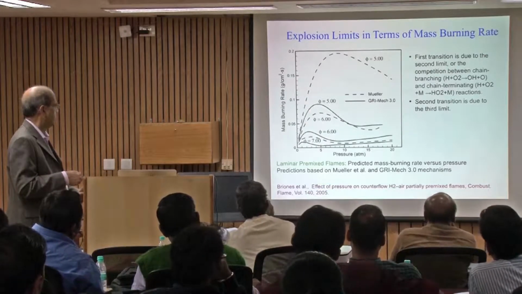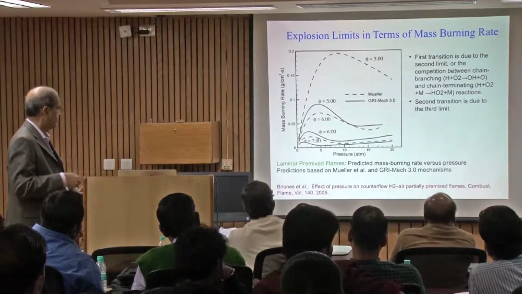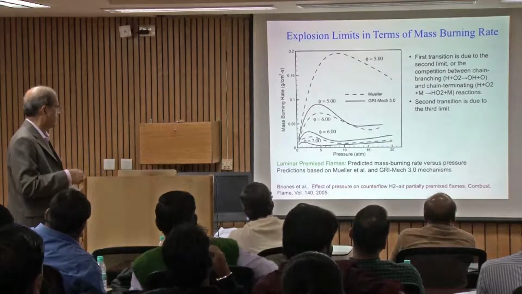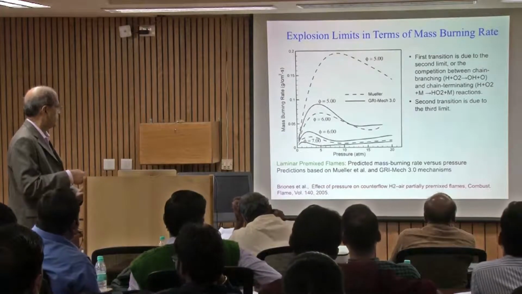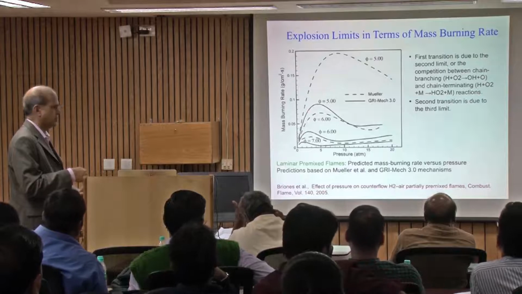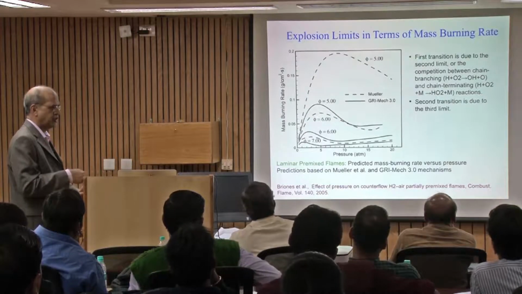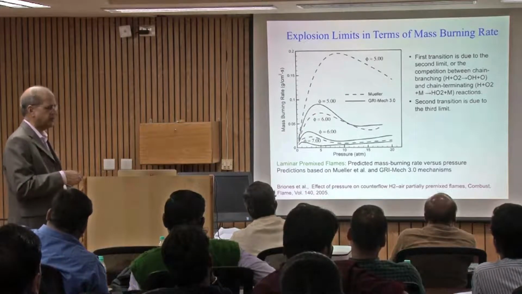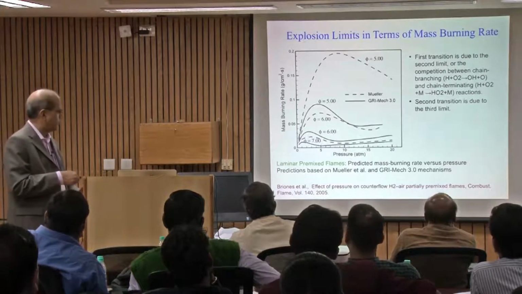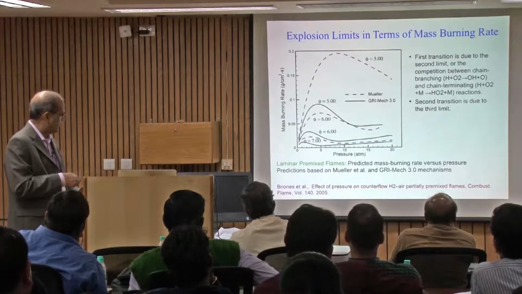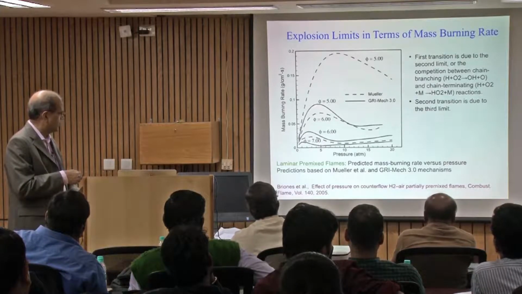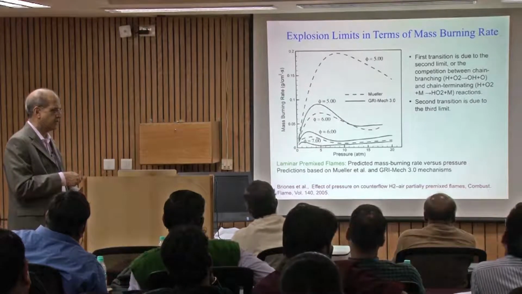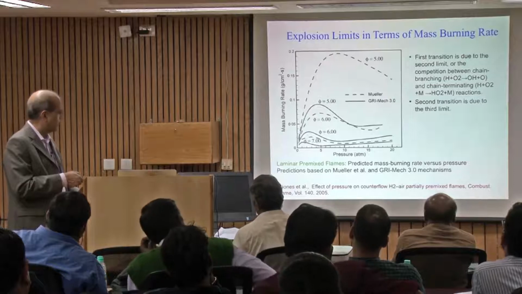Okay. So now, basically, as you increase the pressure, the flame speed is increasing. Here R1 is dominant. That's why the flame speed is increasing. But what happens is, at some high pressure, the burning rate levels off and then it starts decreasing. So this is the effect of the second limit.